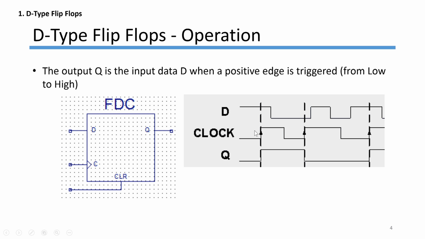So as your clock goes positive edged, your data storage element changes. Do note that even though your input's changing over time, the output Q is only changed when a positive edge is triggered. So in this case, you can see that there are only 3 sets of positive edge triggers, even though your input has 2.